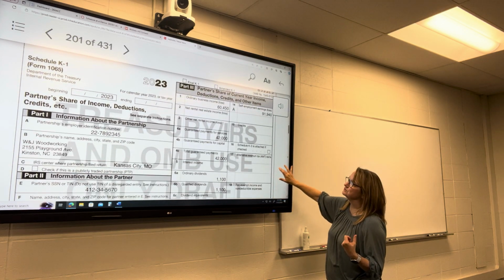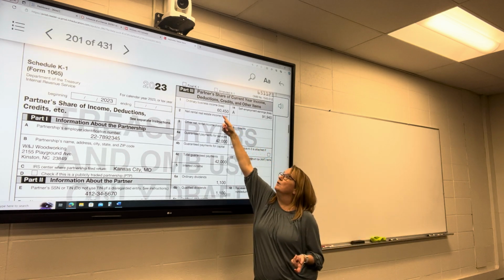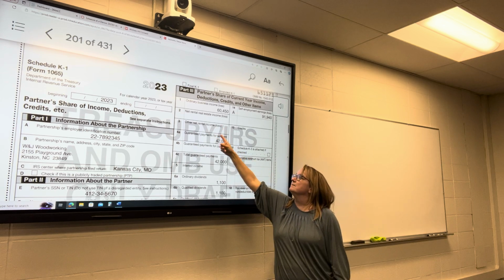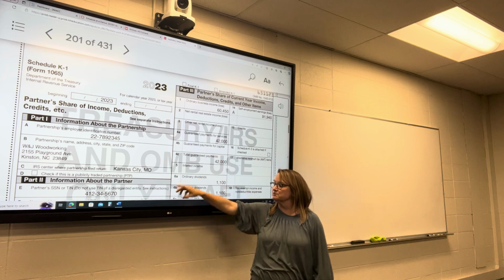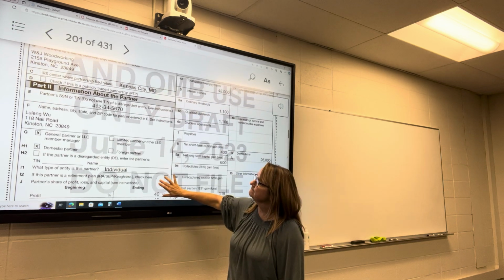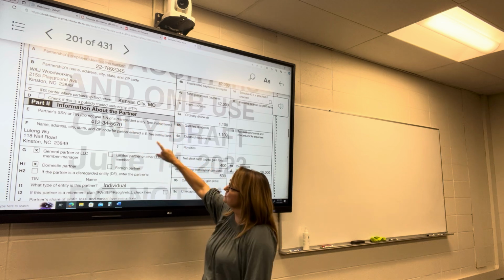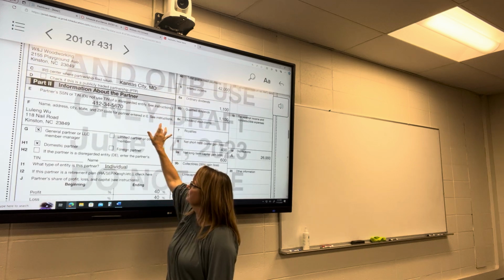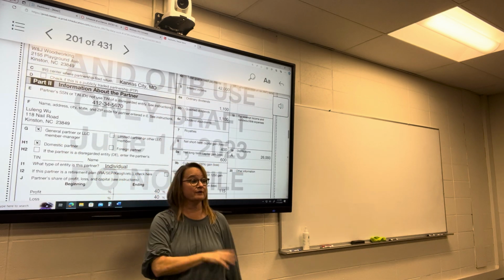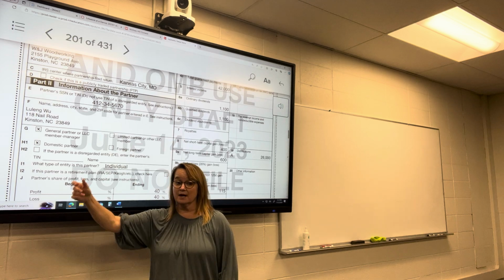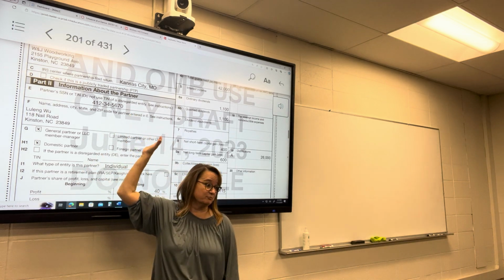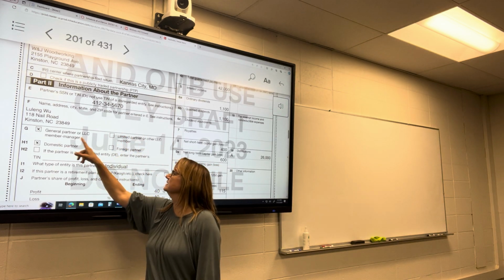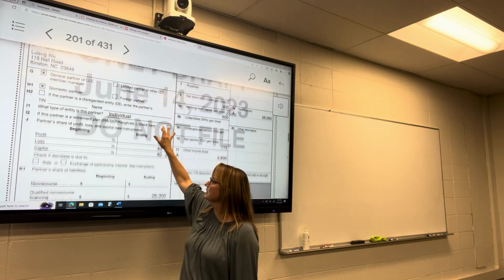So this is what a K1 looks like. You can see here ordinary income, all of that on just one box, box 1. Rental real estate income, other rental income, guaranteed payments. So for this particular partner, Lulang Wu, here's the partner's name, the partnership up here, and whether they're a general partner or a limited partner. If they're a limited partner, they're just an investor, so that income would not be subject to self-employment tax. So that's an important piece of information, general partner or limited partner.